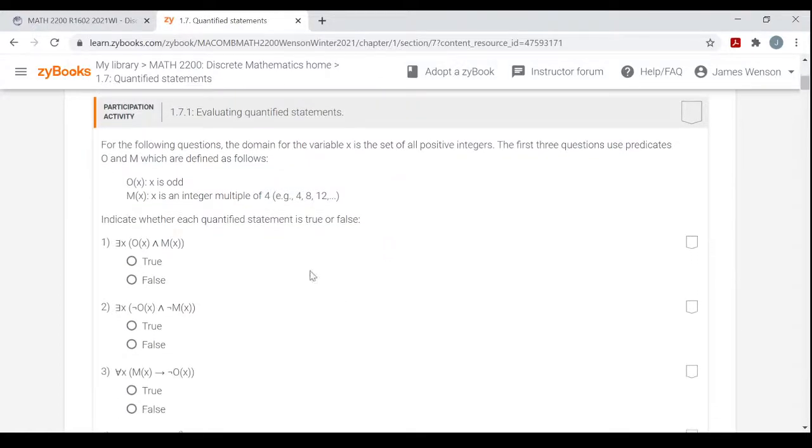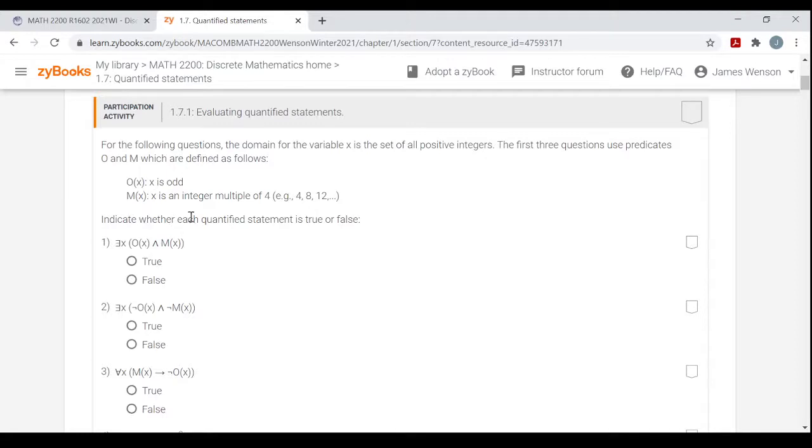All right. So some examples, a little activity here for the following questions. The domain is the set of all positive integers again. The first three questions use predicates O and M, which are defined as follows. So O of x is the predicate, x is odd. M of x is the predicate, x is an integer multiple of 4. Right? So meaning 4 times 1, 4 times 2, 4 times 3, 4 times 0, 4 times -1, right? Any integer. But we're only looking at, again, the positive integers, so no negatives, no 0, just 4, 4 times 1, 4 times 2, 4 times 3, 4 times 4, etc.